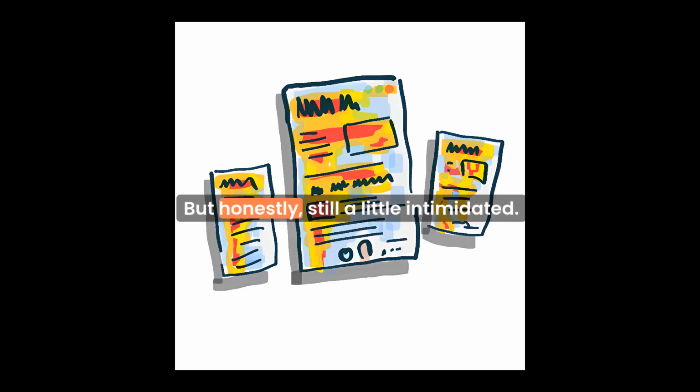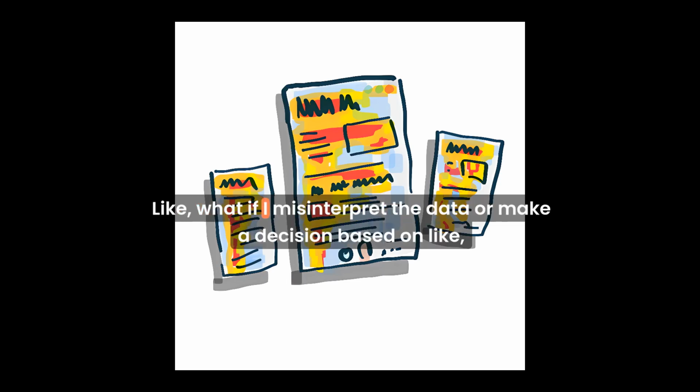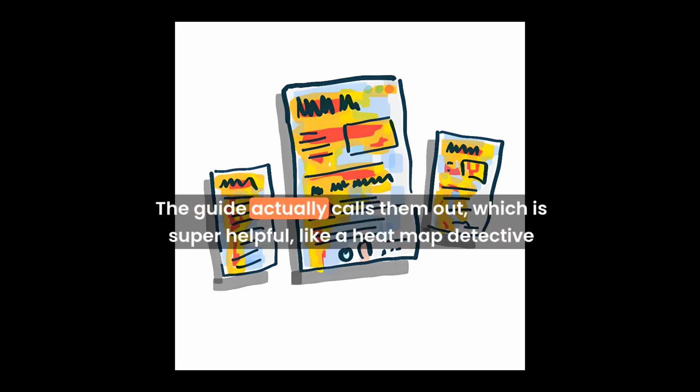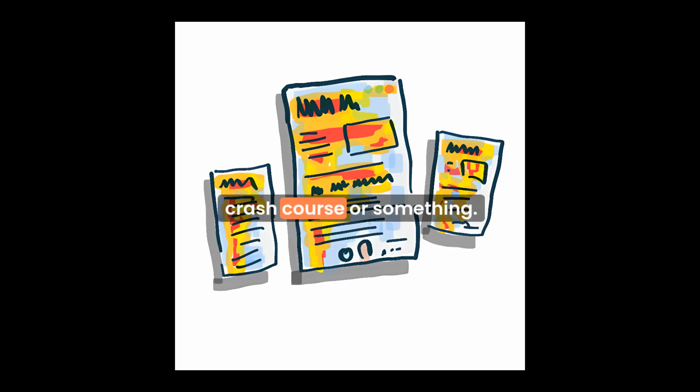Okay, I think I'm starting to get this whole heat map thing. But honestly, still a little intimidated. Like, what if I misinterpret the data or make a decision based on not enough data points or something? That's the thing, right? It feels easy to mess this up. Oh, for sure. There are definitely some common traps people fall into. The guide actually calls them out, which is super helpful, like a heat map detective crash course. All right, lay it on me. What should I be watching out for?